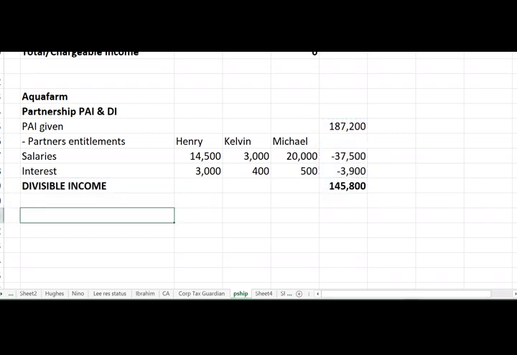And now we're going to go ahead with the partnership business statutory income, right? And now again you're talking about 3 partners.